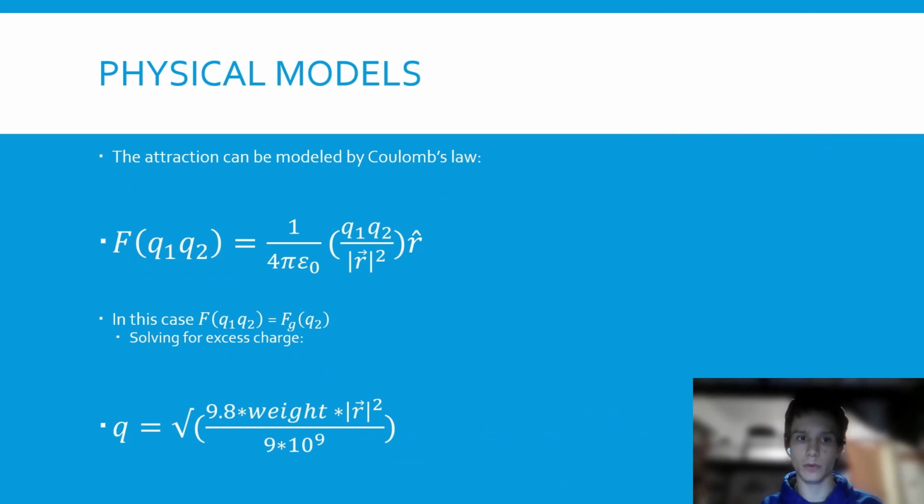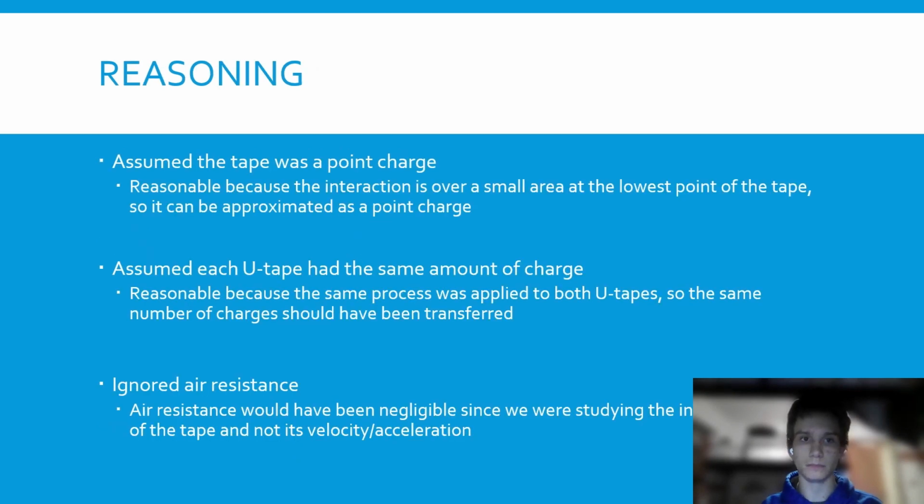This force equaled the force of gravity on the top tape, meaning you could set them equal to each other as shown. Solving for the excess charge gave me the equation at the bottom of the slide. In order to perform this math and model the phenomena in GlowScript, I had to assume the tape was a point charge. This was reasonable because the forces were acting over a relatively small area. Regarding the tape as point charges allowed me to use Coulomb's law.